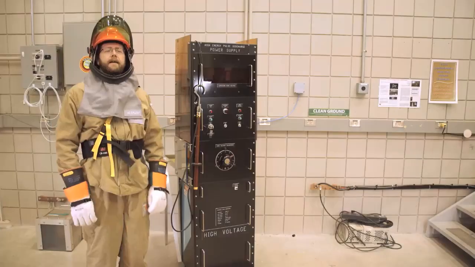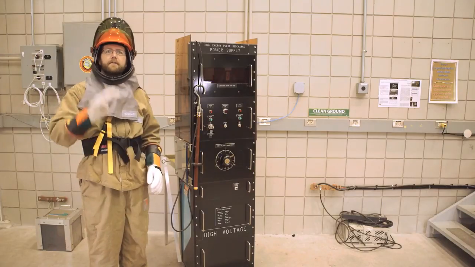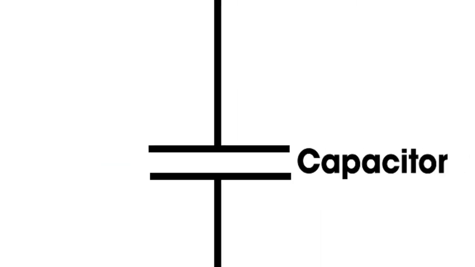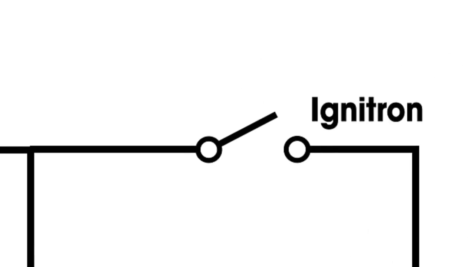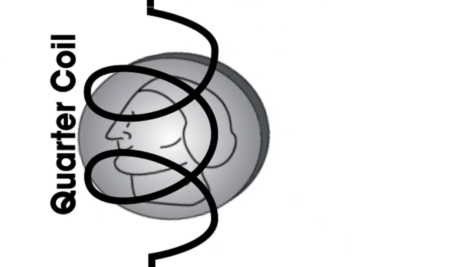Physics. With all of this high voltage and stored energy, I'm going to need my electrical safety gear. Although the quarter shrinker looks complex, it's composed of only 4 simple parts. A high voltage power supply capable of producing 7,000 volts, a capacitor that can store and release huge amounts of electrical energy, a special switch called an ignitron that releases the stored capacitor energy in one intense burst, and last but not least, our quarter wrapped in a copper magnet coil.